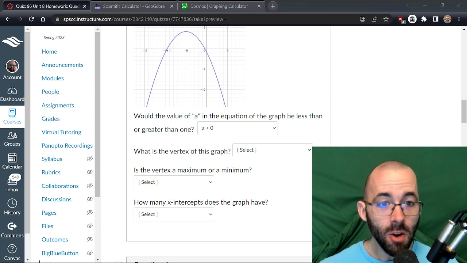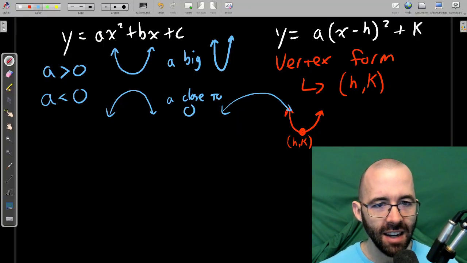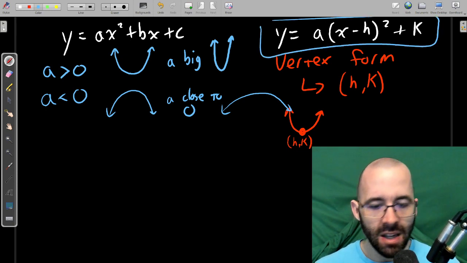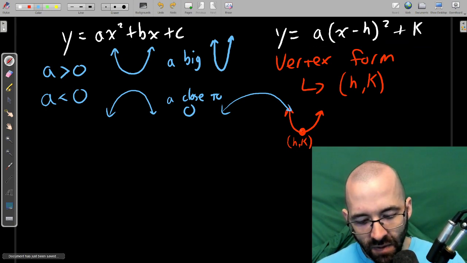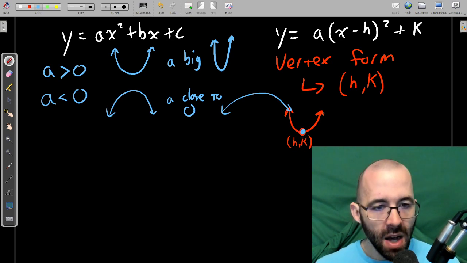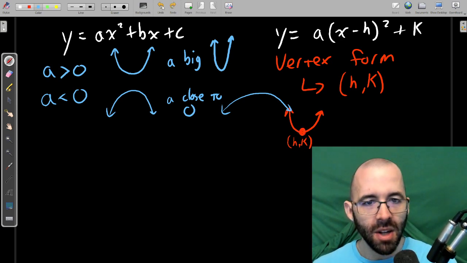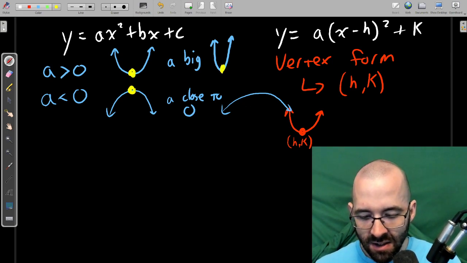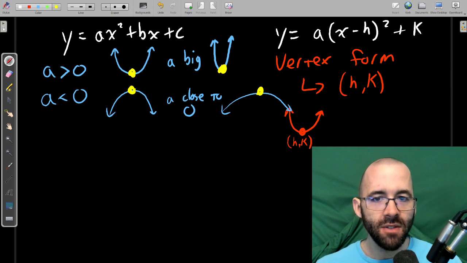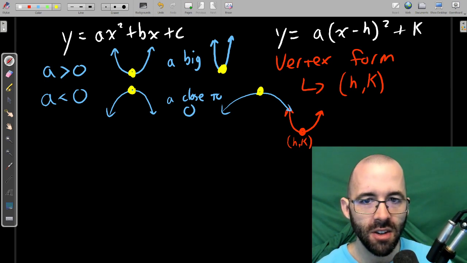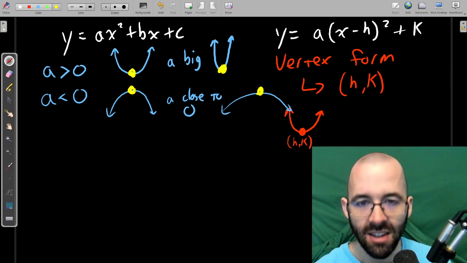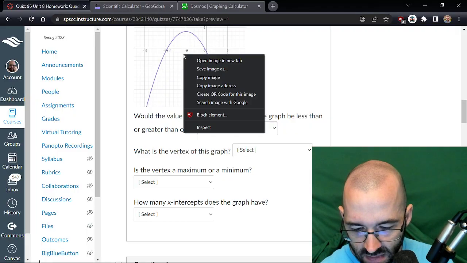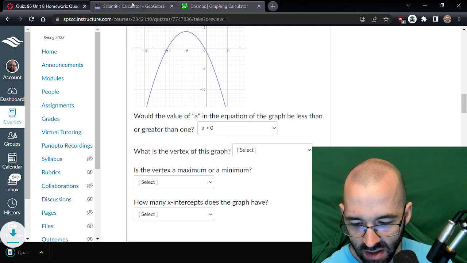What's the vertex? Oh, I said something about a vertex, didn't I? If it's in vertex form, you can find the vertex. It's the point h comma k. And the vertex is just the bottom or top of the parabola, depending on whether it's opening up or down. So this is a vertex. This is the vertex. This is the vertex. This is the vertex. All of those yellow points are vertices.